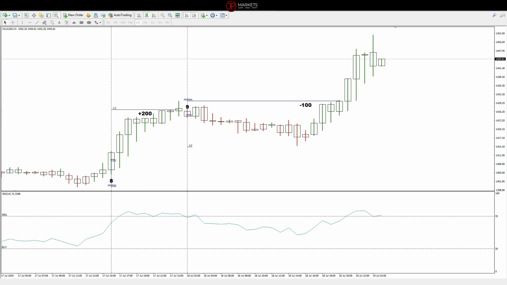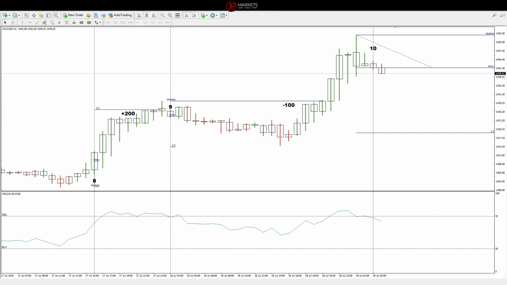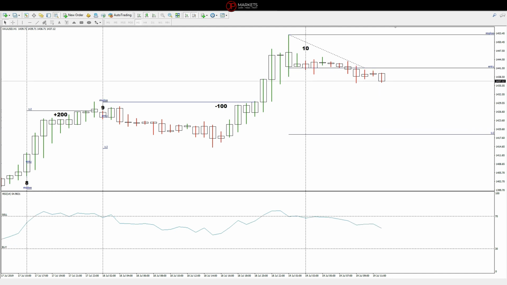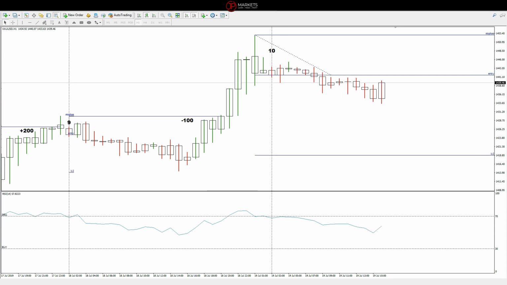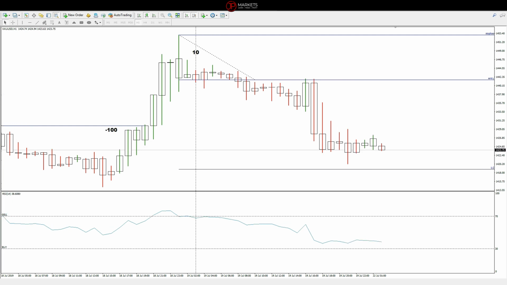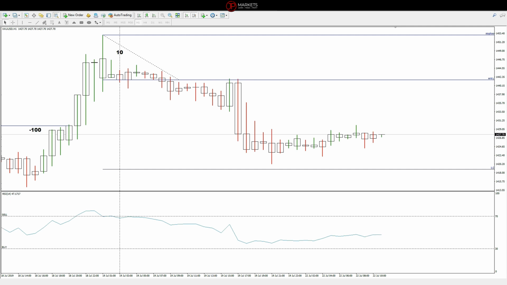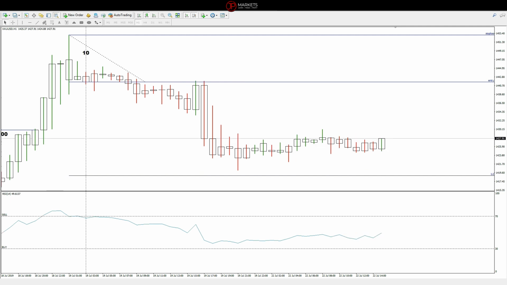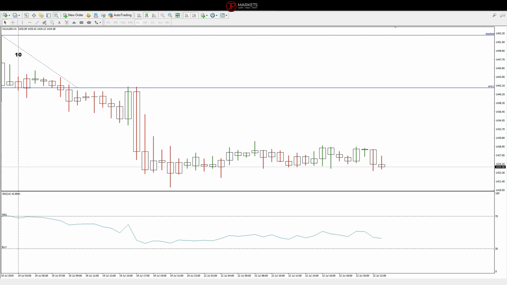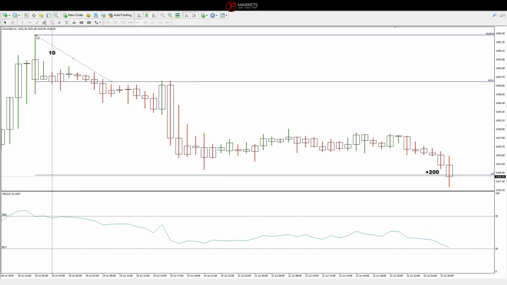Now waiting for trade number 10. There we go. Setting up for trade number 10. Another $100 on the line. Come on, hit it. Trade number 10 pulling through with the $200 there.